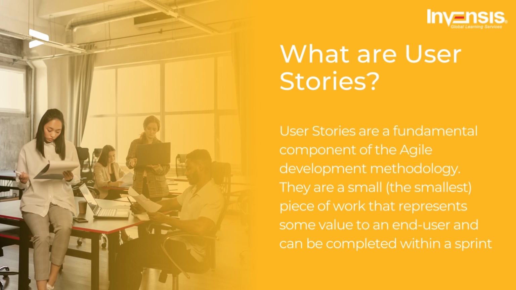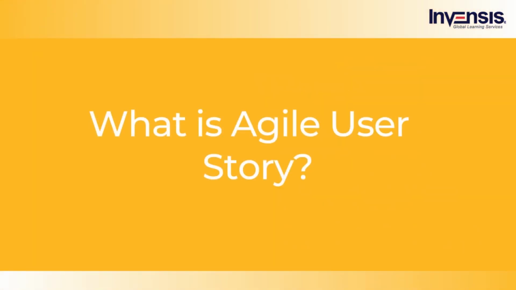A user story is the smallest piece of work that represents some value to an end user and can be completed within a sprint. This element's primary objective is to place end users at the center of the discussion and to capture product functionality from their perspective. Thus, developers gain a deeper comprehension of what, for whom, and why they are building. Now that we know what a user story is, we shall now get a brief overview of an Agile user story. What is an Agile user story?